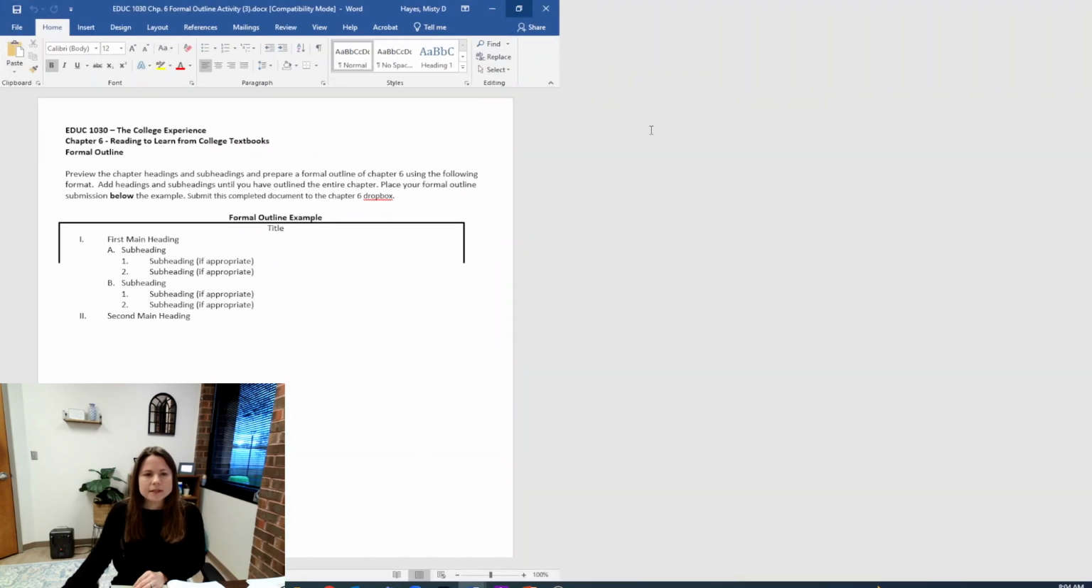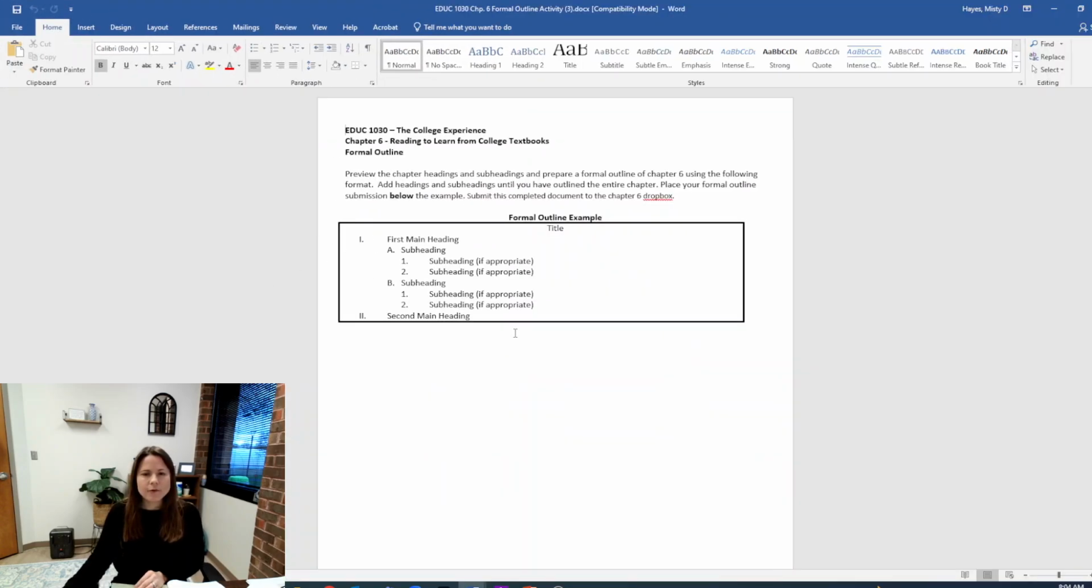This is an example of a formal outline. A formal outline has chapter headings and subheadings. The difference between your reading organizer and this formal outline is that it essentially does the same thing, putting the most important information on there, but it looks a little different because you use Roman numerals, capital letters, and then numbers, which we will get into in just a few moments. So this is what you're going to be turning in to me this week.